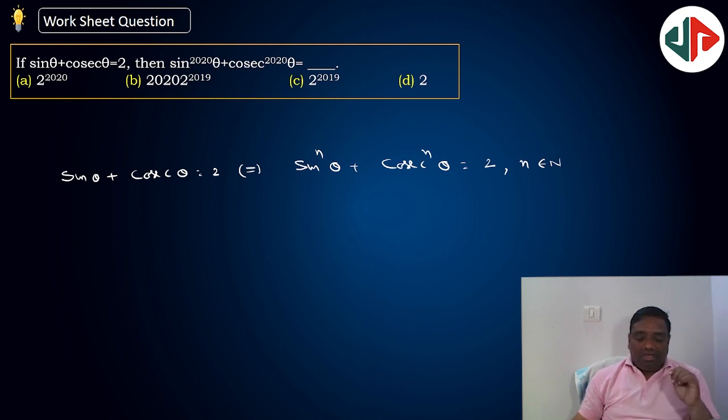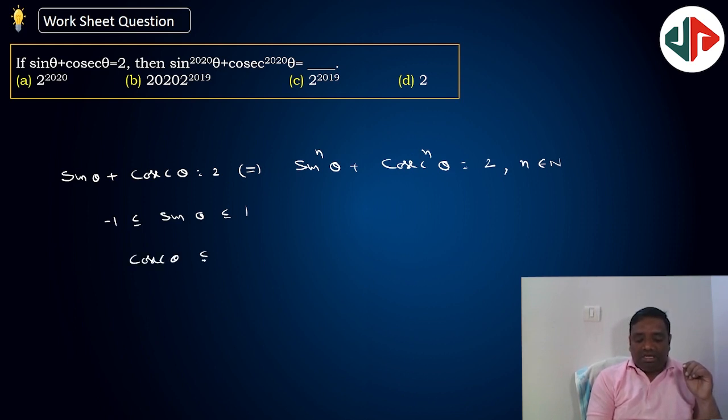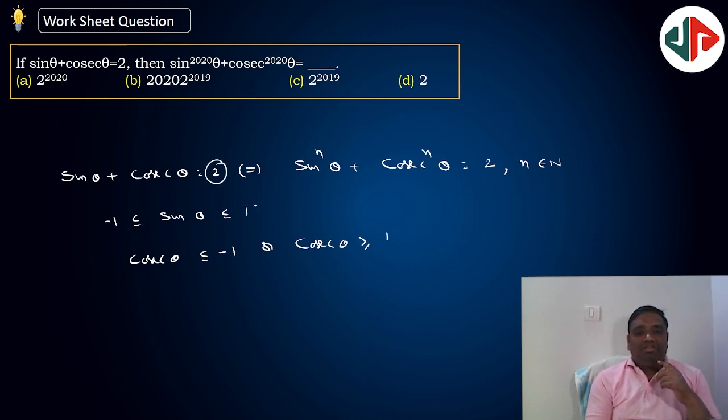Sir, why? Here sin theta always lies between minus 1 to plus 1, and cosecant theta value is always less than or equal to minus 1, or cosecant theta value is always greater than or equal to 1. So it is possible to equal 2 only when sin theta value is 1 and cosecant theta value is 1, only in that case will it exist.